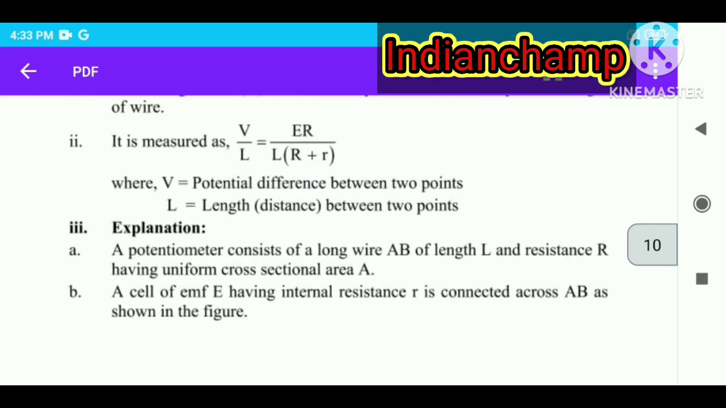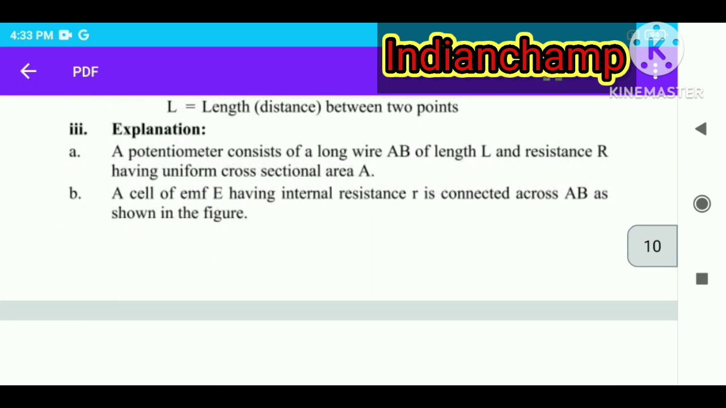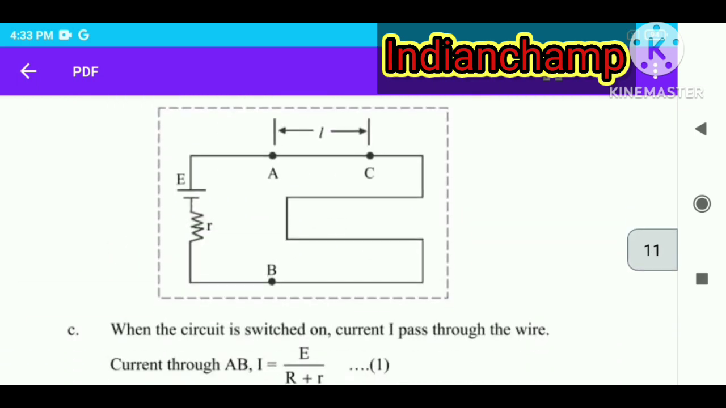Third point, explanation. A potentiometer consists of a long wire AB of length L and resistance R having a uniform cross section area A, where a cell of EMF E having internal resistance r is connected across AB as shown in the figure.